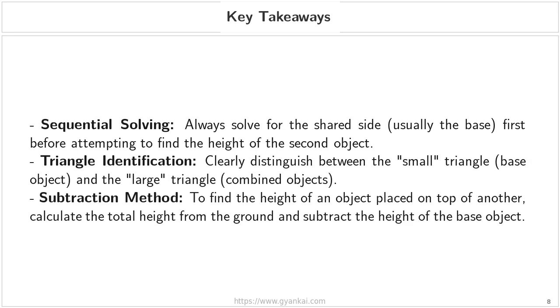Finally, always keep the subtraction method in mind. If a problem asks you to find the height of an object placed on top of another, remember that your trigonometric calculations will often give you the total height from the ground up to the very top. To get the specific height of the top object alone, you must subtract the height of the base object from that total.